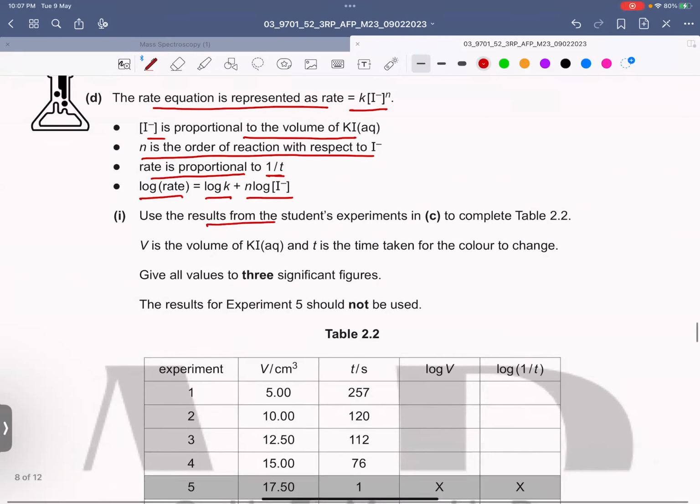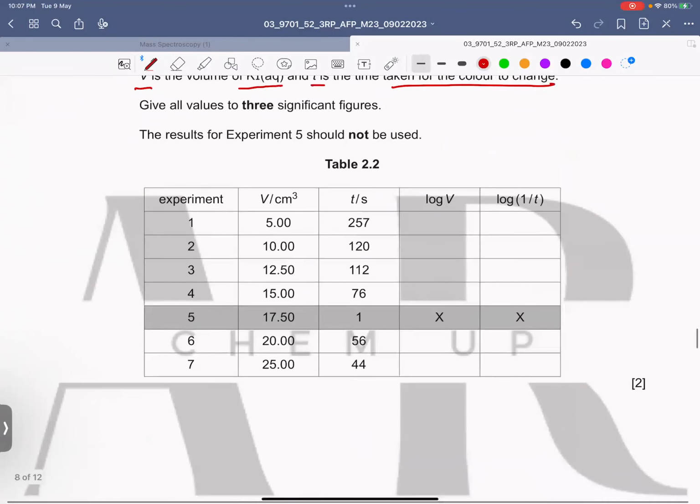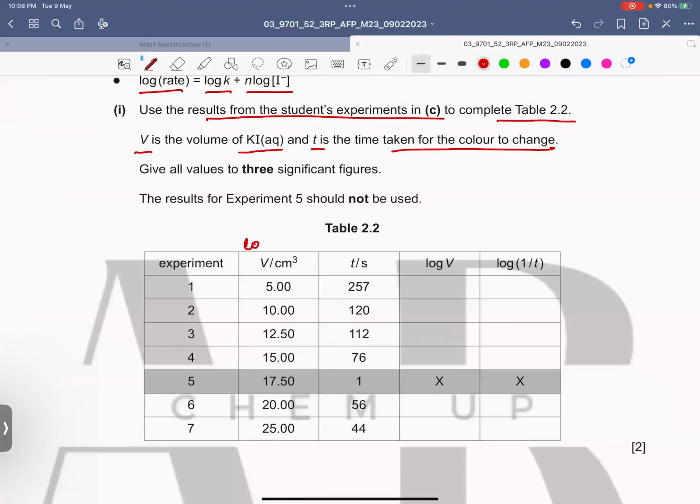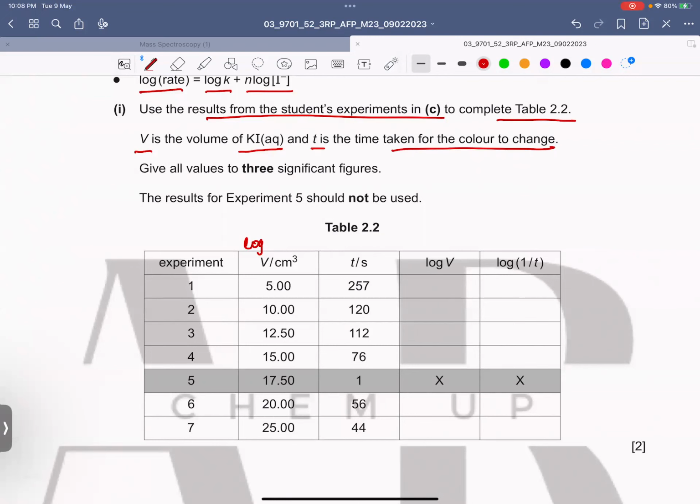Use the results from the student's experiment in C to complete table 2.2. V is the volume of aqueous potassium iodide and T is the time taken for the color to change. Give all the values to 3 significant figures. So first take the log of V, and then we have to take the log of 1 over T as well.